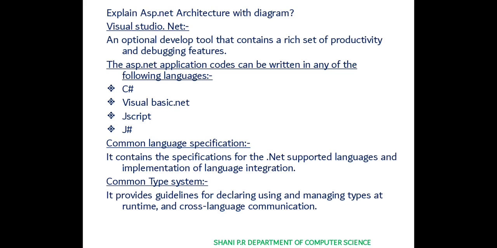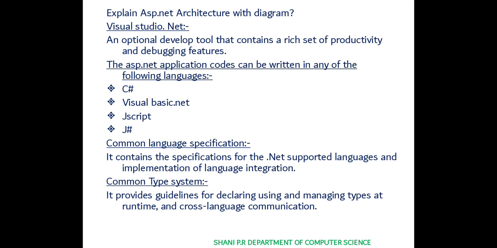Common language specification. It contains the specifications for the .NET supported languages and the implementation of language integration. In the CLS we can see that the .NET supported languages are C Sharp, VB.NET, JScript, and J Sharp, and those are the programming languages. It specifies how we can implement those languages for developing web applications, websites and so on. So it is the common language specification for how we can use these .NET languages.